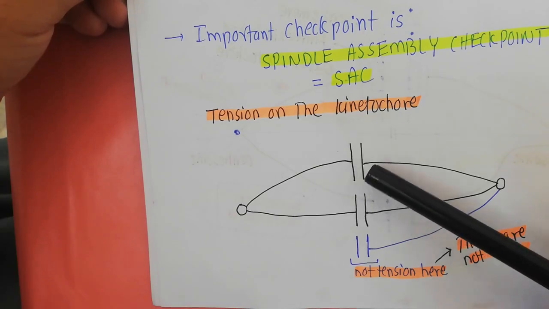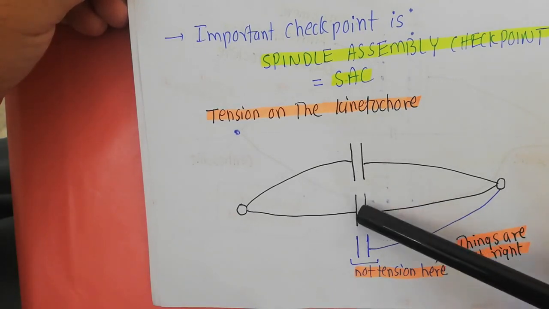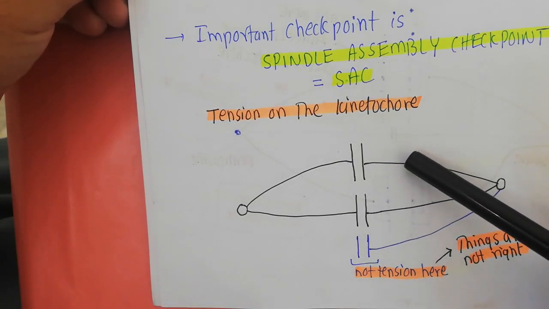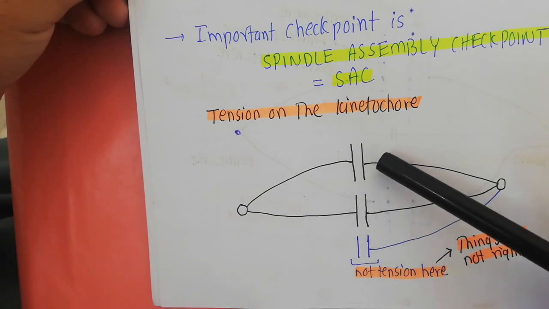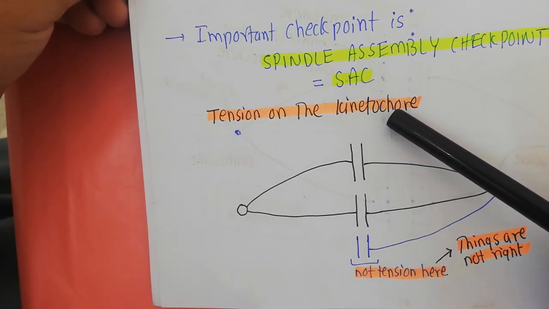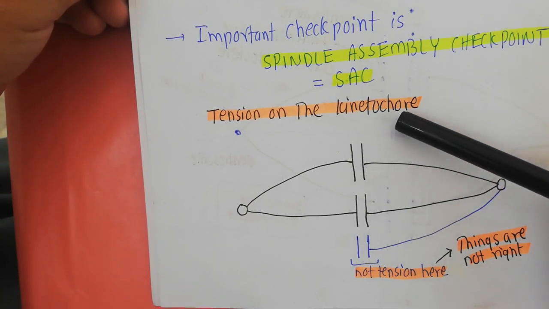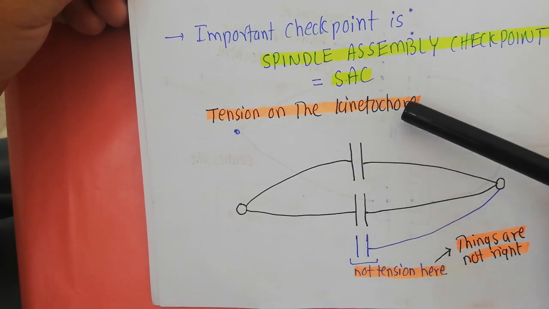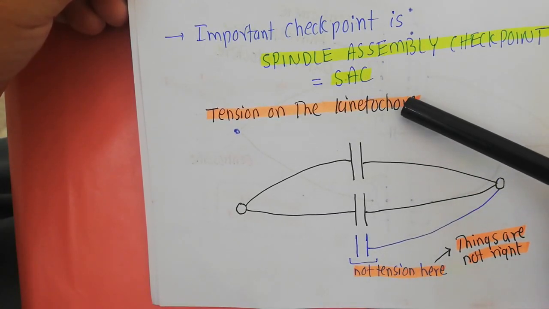I told you that after the replication of the DNA in the S phase, all of the sister chromatids are attached to each other by the cohesion proteins, and when these kinetochore microtubules want to pull the sister chromatids to the opposite poles, there is a tension on these kinetochores. Now, if this tension is present on all of the kinetochores, on all of the pairs of the sister chromatids, that means that everything is okay. You can move into the next phase of the cell cycle, that is the anaphase.